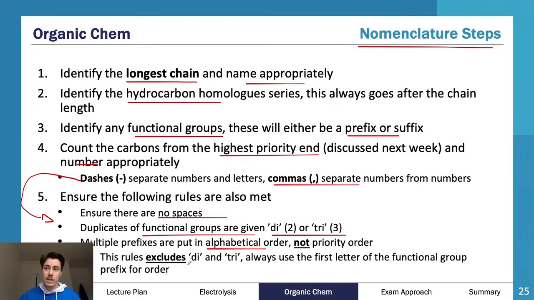But if it's not available because you've got a carboxylic acid, so you've already got an oic acid, you must then do the prefix. And if you have multiple prefixes, because you can have multiple prefixes, when they're written out, when they're put on the page, they must be in alphabetical order. And we will discuss that.